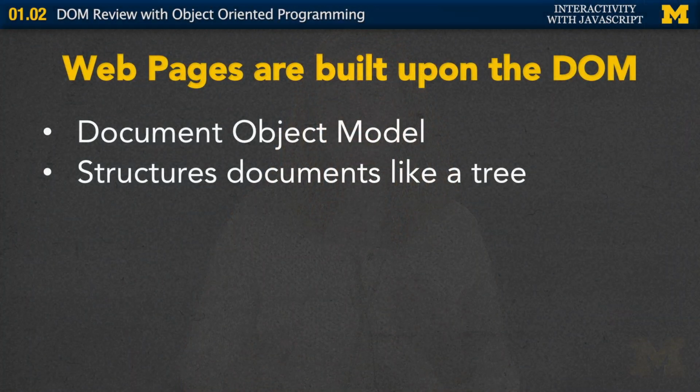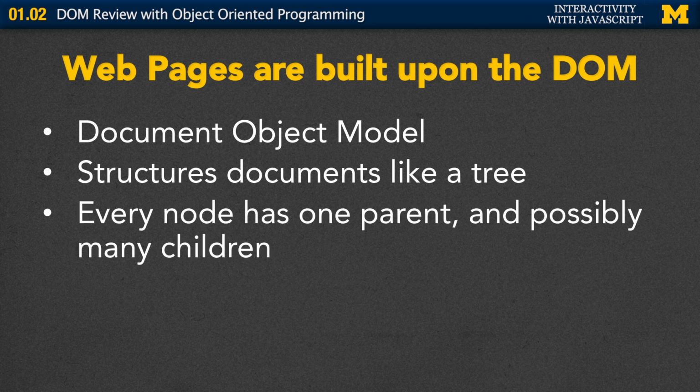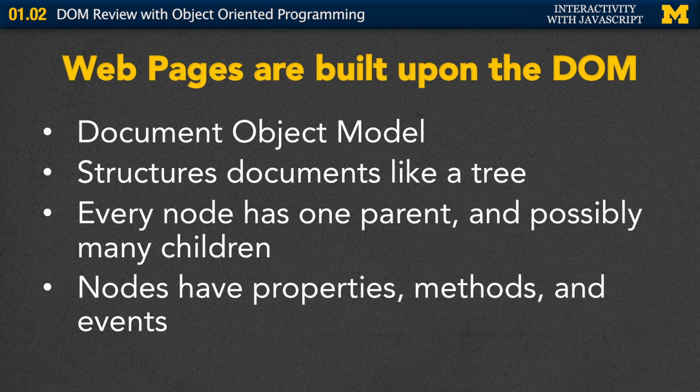Hi everybody! Today we're going to be talking about the DOM, or the Document Object Model. As you may or may not remember, every web page is built upon this DOM. And what it means is that our pages are structured like a tree. We have one parent and possibly a few children, and the page, as you add more and more things, just gets deeper and deeper. Nodes have these different properties, methods, and events.